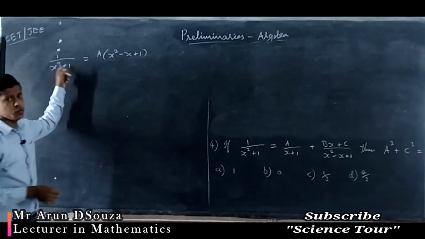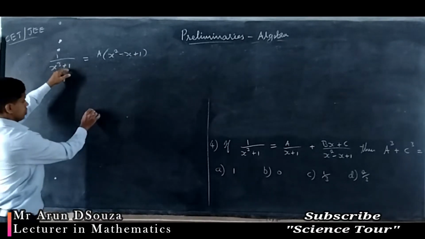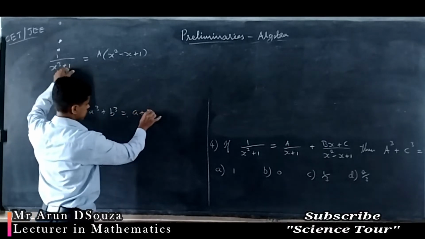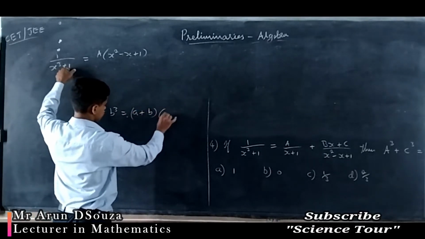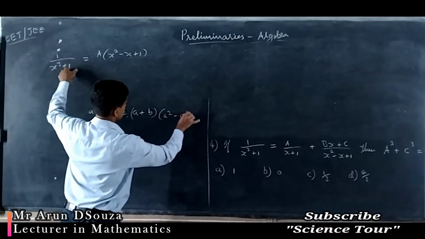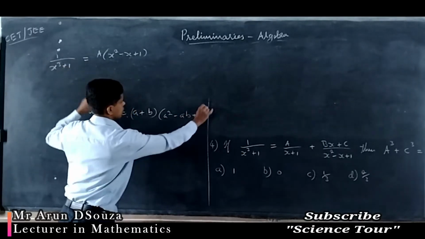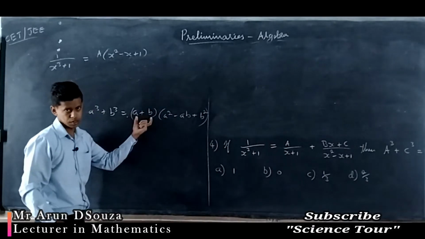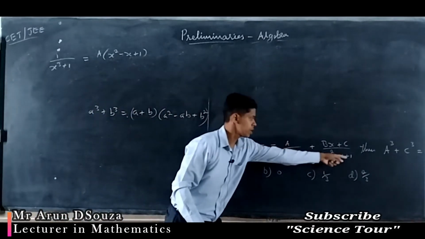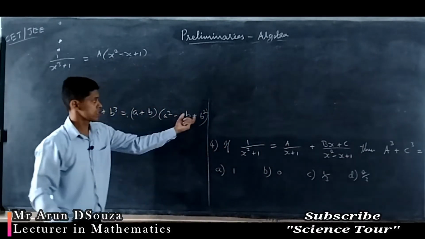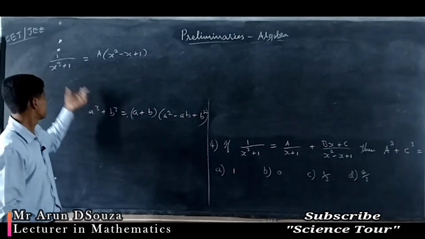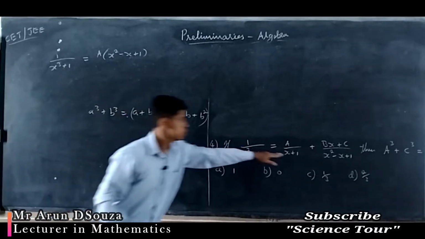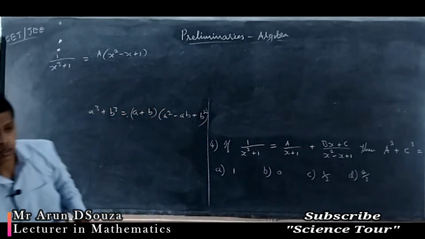See, this is a cube plus b cube formula. Remember, a cube plus b cube is a plus b into a square minus ab plus b square. So that's why this is x plus 1, that is a plus b, and this is x square minus x plus 1, that is a square minus ab plus b square. So that's the formula for a cube plus b cube. So those are the two factors. I hope you have understood that.